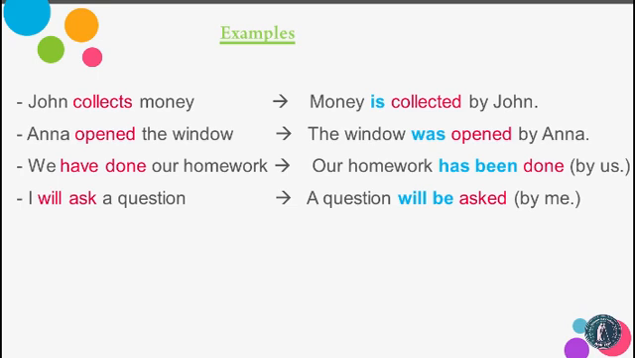Anna opened the window. The window was opened by Anna. We have done our homework. Our homework has been done by us. Here we dropped the by us. I will ask a question. A question will be asked by me. By me is dropped.